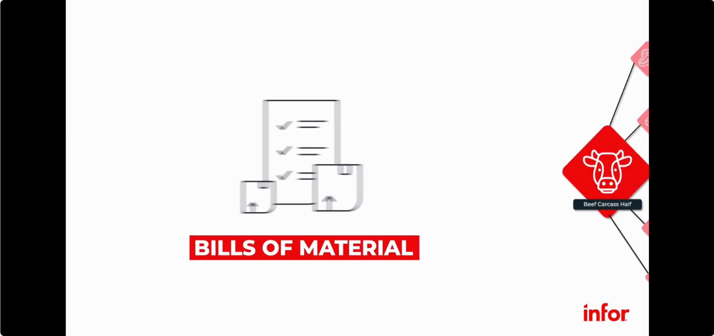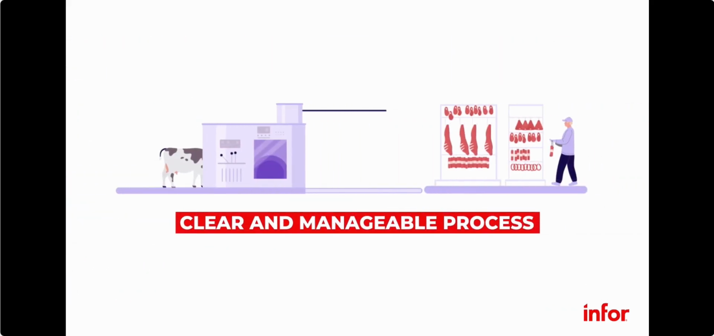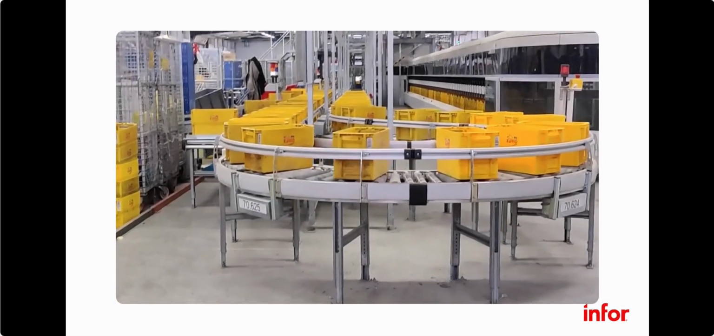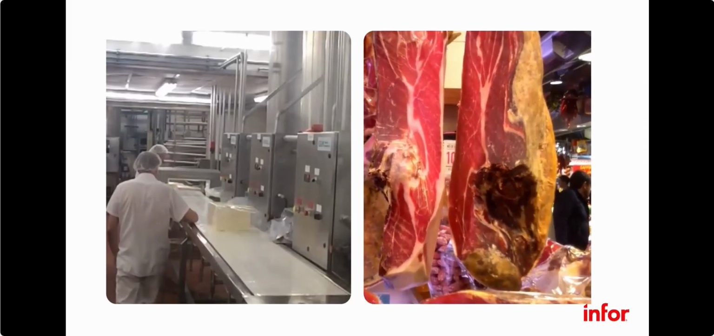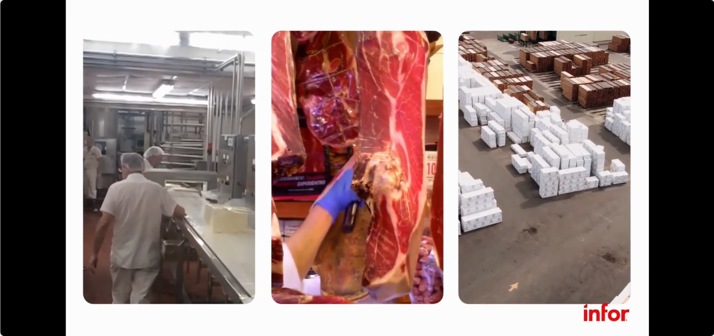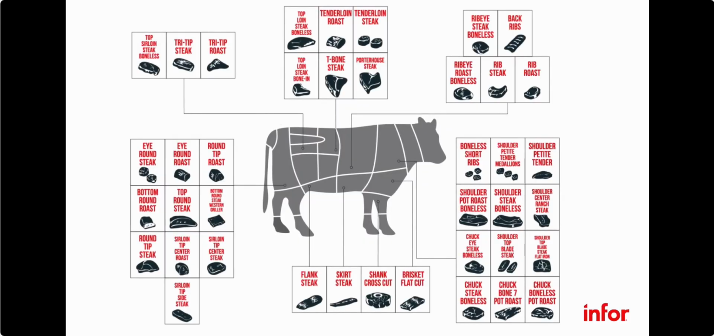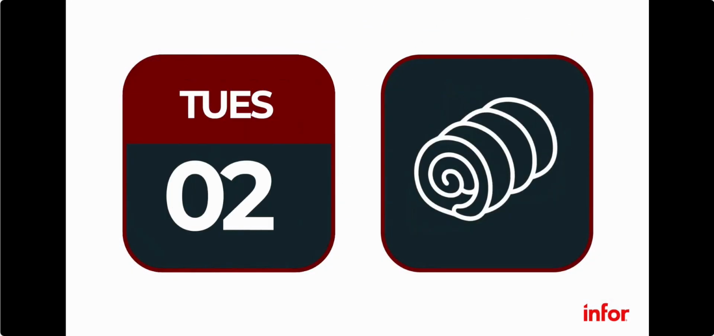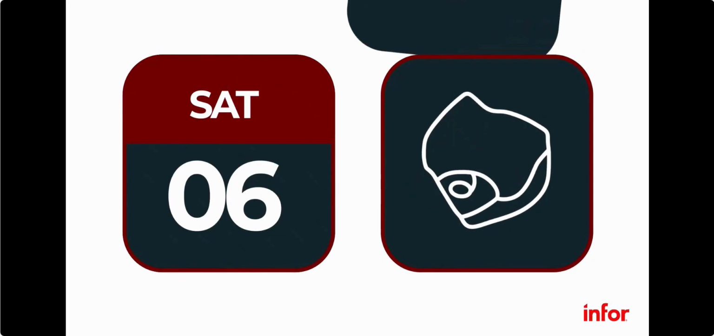Using true disassembly bills of material makes this process clearer and more manageable, both for planning and for maintaining accurate data. We can see that the supply chain can include both primary and secondary processing, including transportation should the facilities not be co-located. Within primary processing, we can see the multiple ways of cutting up a carcass, including primal, subprimal, and retail cuts.